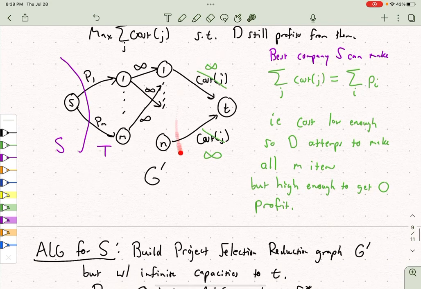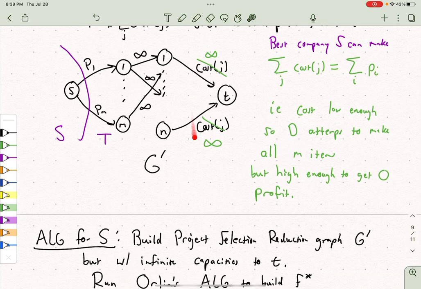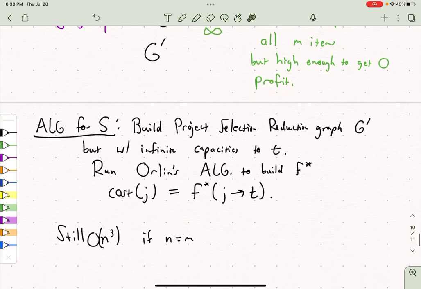And then by the construction, we know the net amount leaving S is the net amount entering T. That's just a property of flows. And so if we just take the flow amount to be the costs, we're actually maximizing company S's profit.